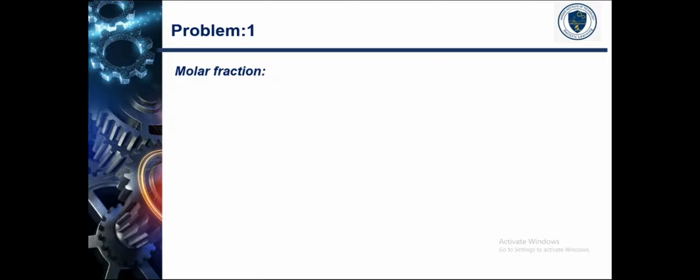What is the formula for calculating molar fraction? Only two formulas are available. One formula: the molar fraction of species A, XA, is equal to CA by C. The other formula is PA by P. But for this condition we took the formula CA by C.